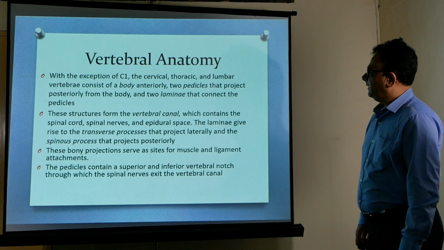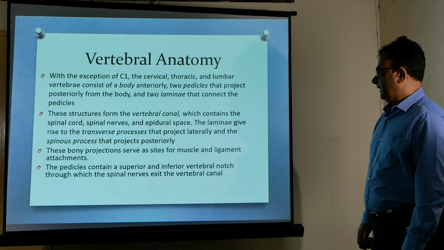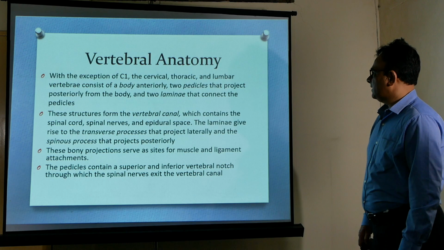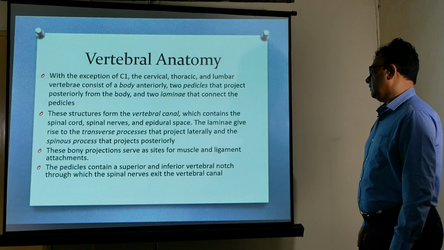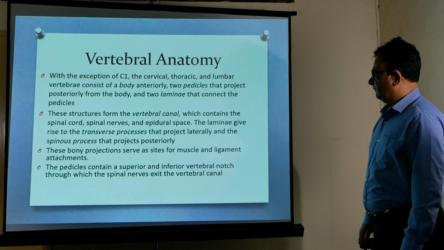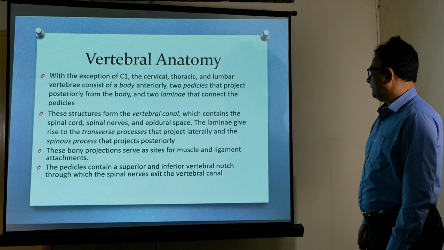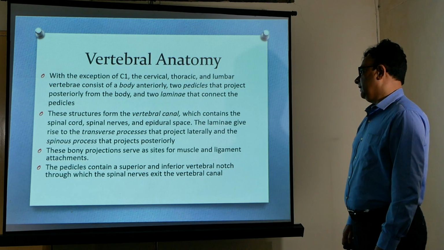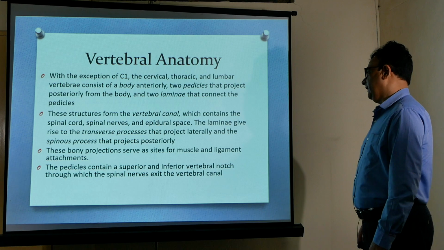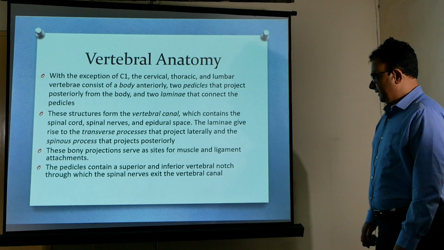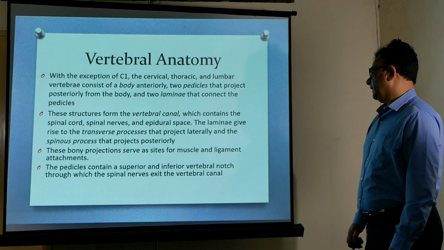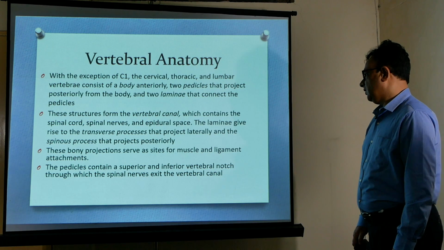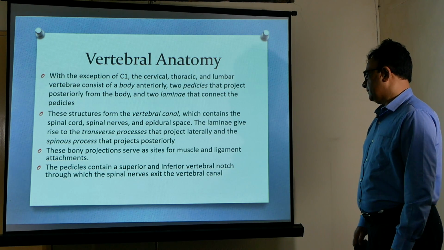Now vertebral anatomy. With the exception of C1, the cervical, thoracic and lumbar vertebrae consist of a body anteriorly, two pedicles that project posteriorly from the body, and two laminae that connect the pedicles. These structures form the vertebral canal, which contains the spinal cord, spinal nerves and epidural space.